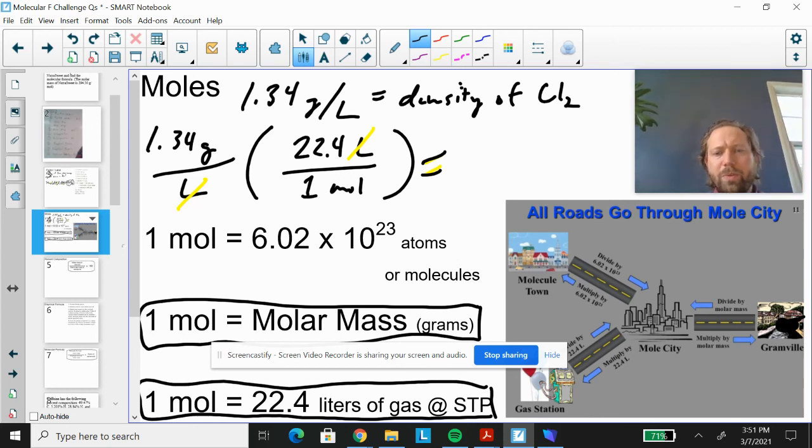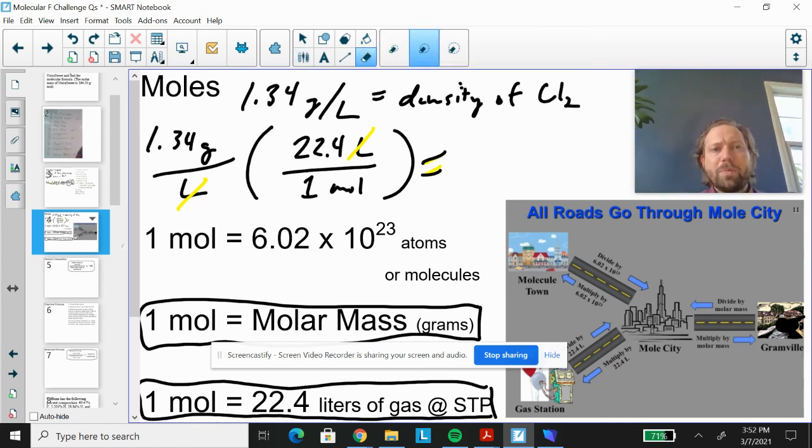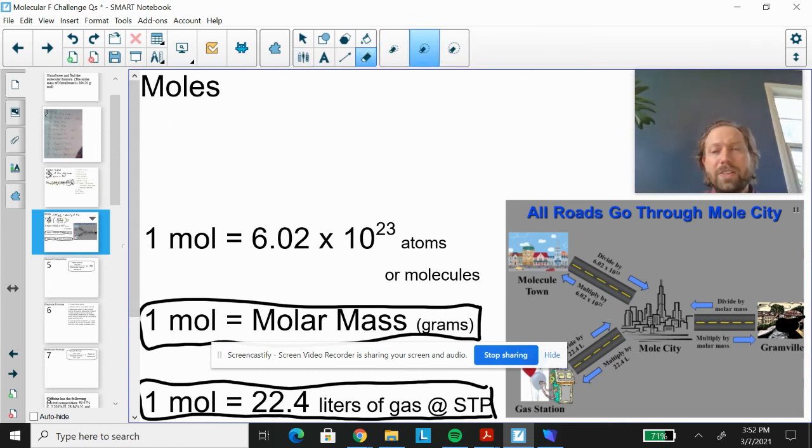All right, so it's 1.34 times 22.4. Again, I'm making this problem up, but don't get confused by the density. If it's a gas and it's grams per liter, then you can use 22.4, right? 22.4 liters per mole. So you can convert from liters to moles there. Okay, that's just one more example. I hope this was helpful, and stay tuned for the next video.